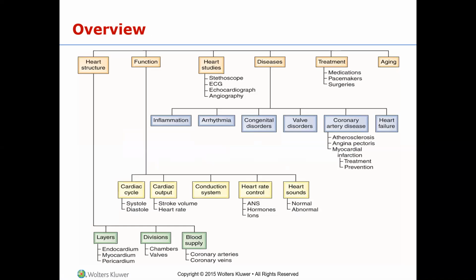Okay, what we'll be looking at in this chapter is the structure of the heart, the layers, the division, as well as how blood is supplied to the heart as well as to the entire system of the body. What the functions of the heart are in terms of the cardiac cycle, its output, and the conduction system, how heart rate is controlled, and the abnormal and normal heart sounds that you'll find. I am going to omit the different types of heart studies, diseases, treatment, as well as aging.